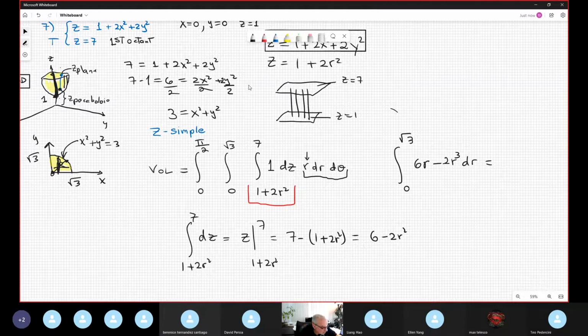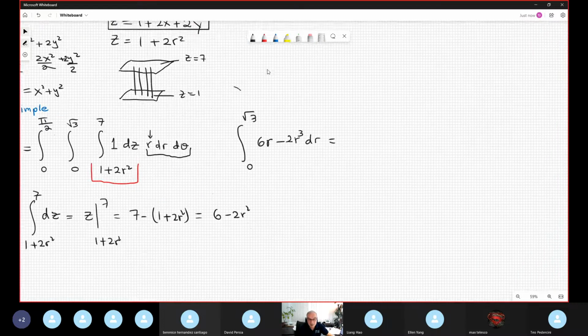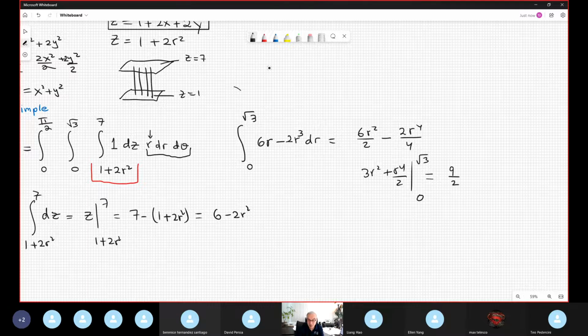That part, the complication is not the integration. So it's 6r squared divided by 2, actually is 3, minus 2r to the 4th power divided by 4. Evaluate in between, actually it's 3r squared minus r to the 4th power divided by 2. Evaluate in between 0 and radical 3. 0 is 0. Radical 3 is radical 3. So the answer is 9/2. When you plug in here, square. Finally, I come back. 9/2 is constant.